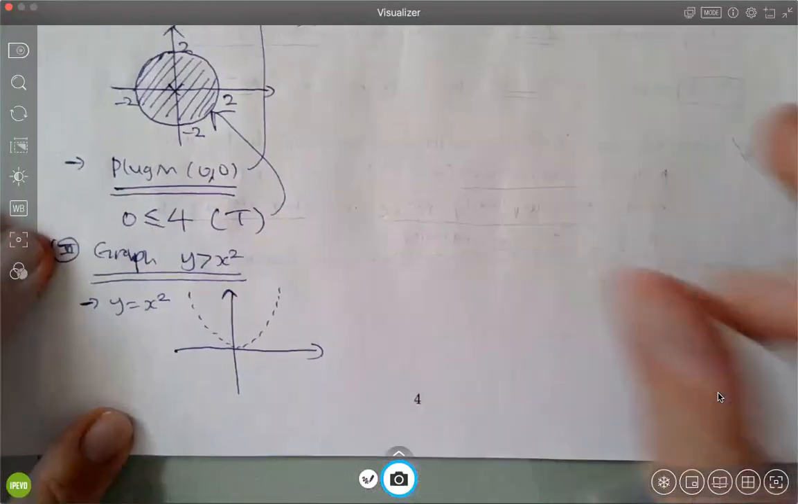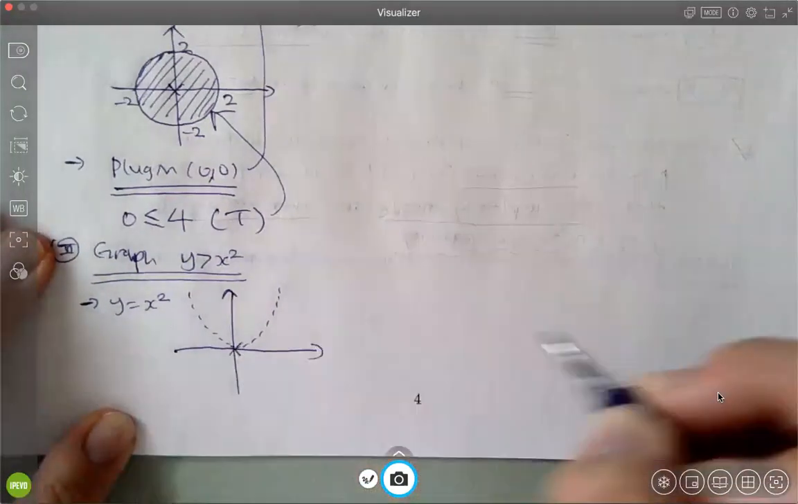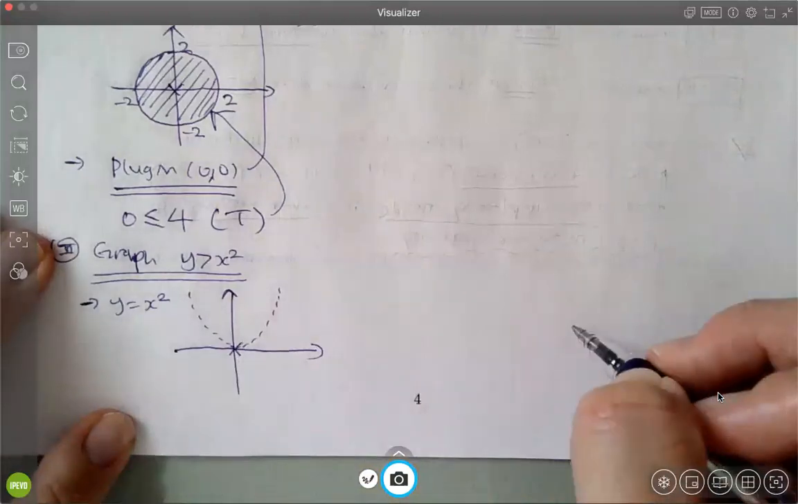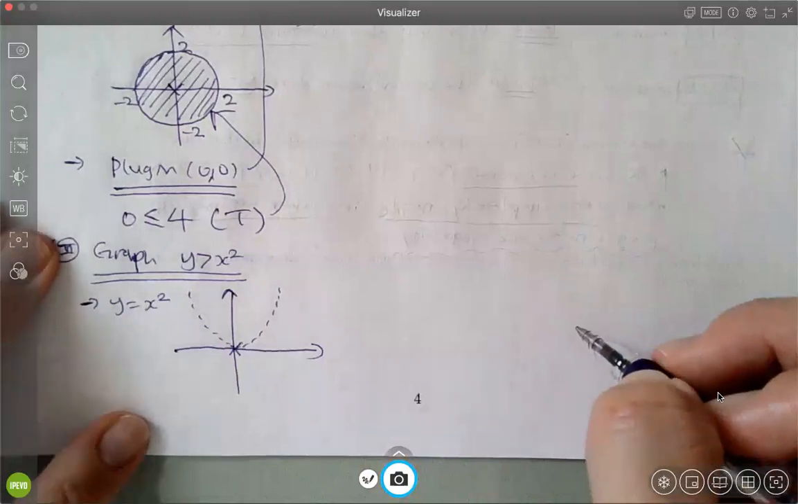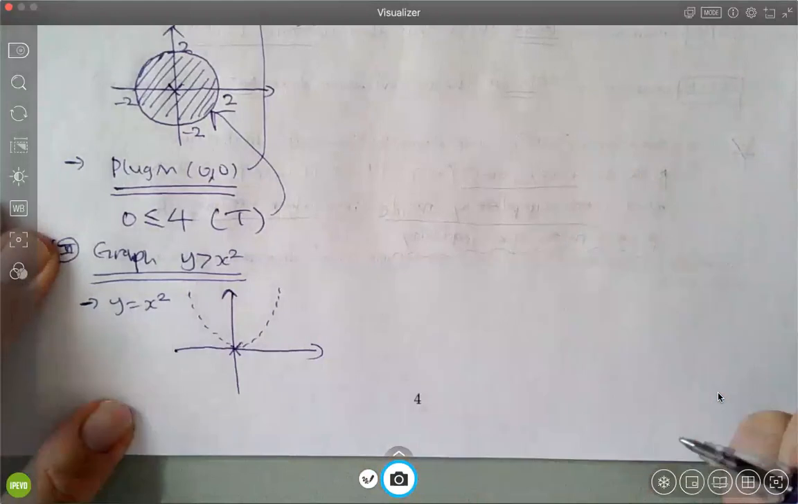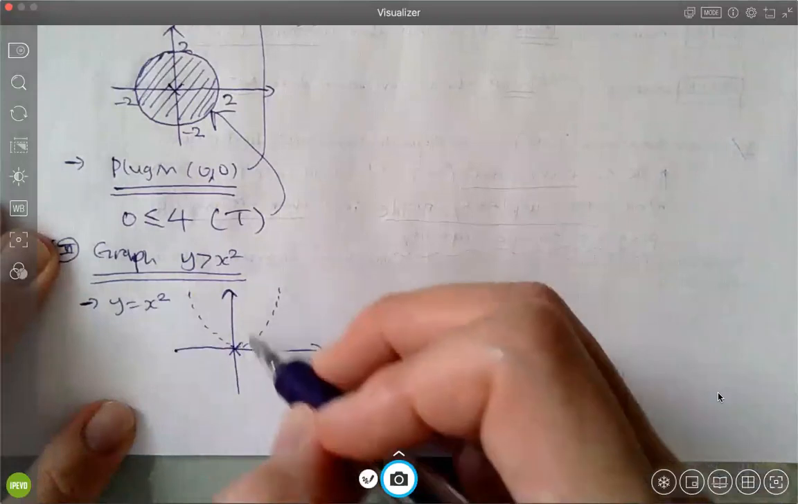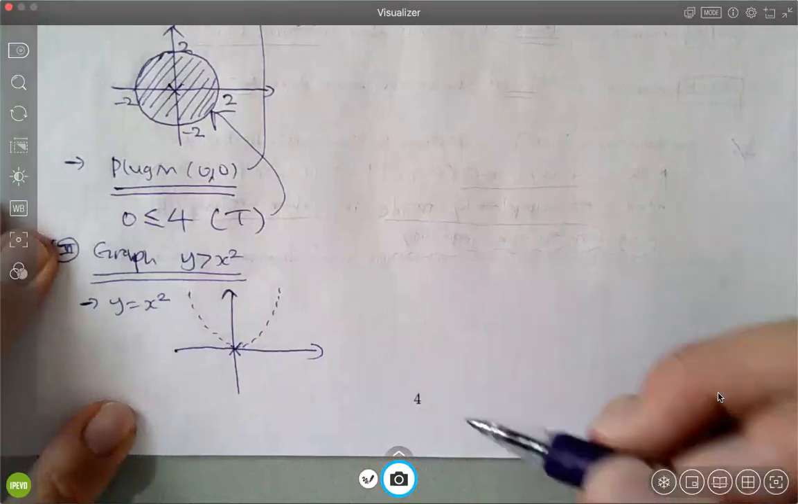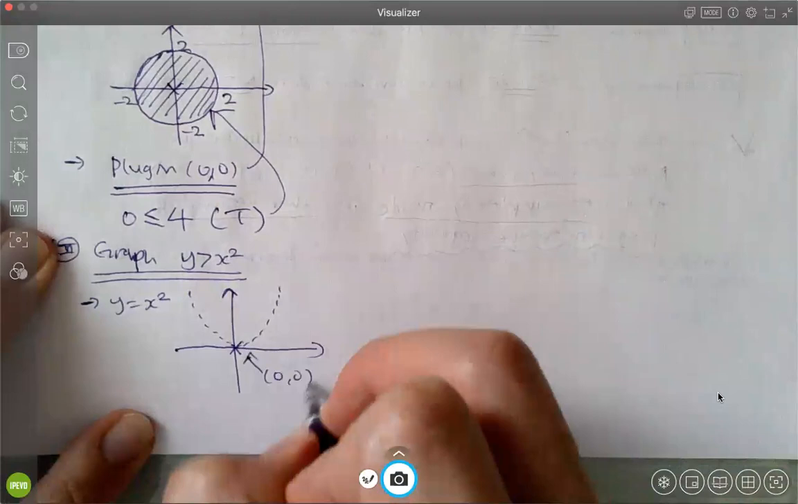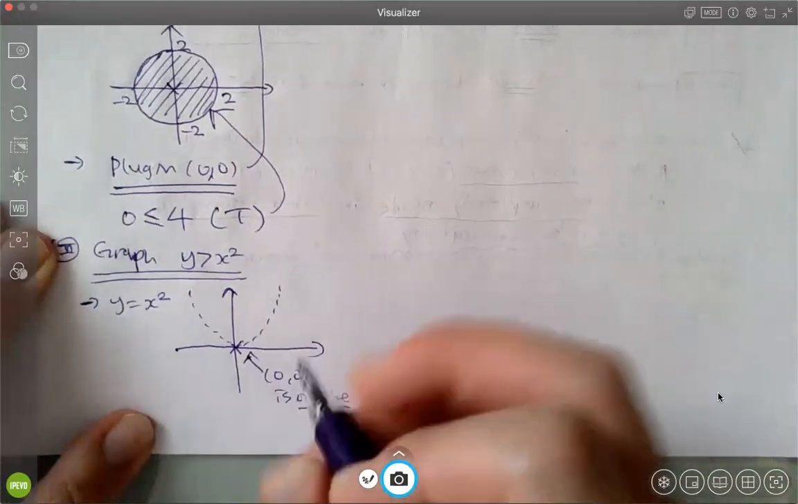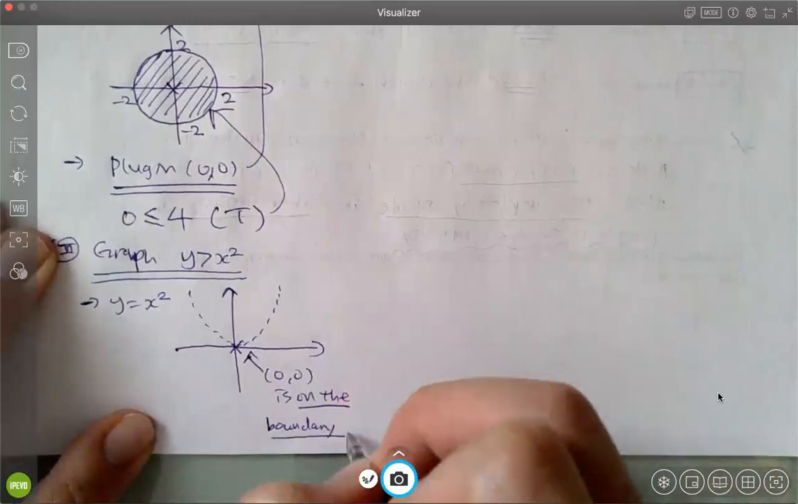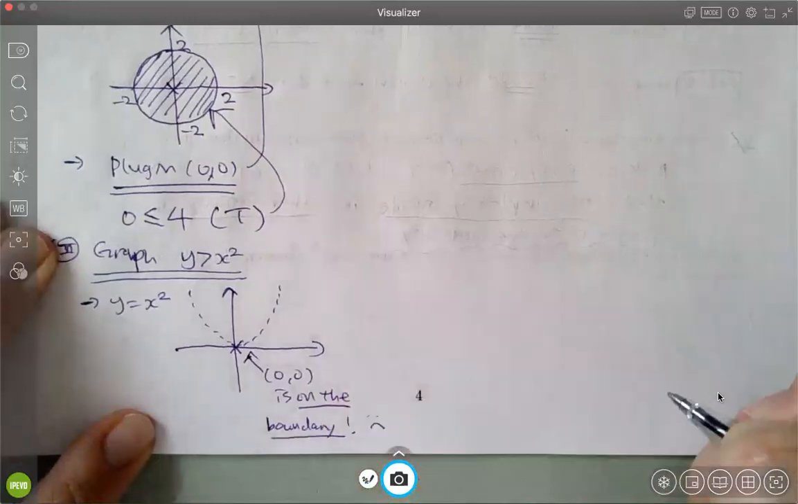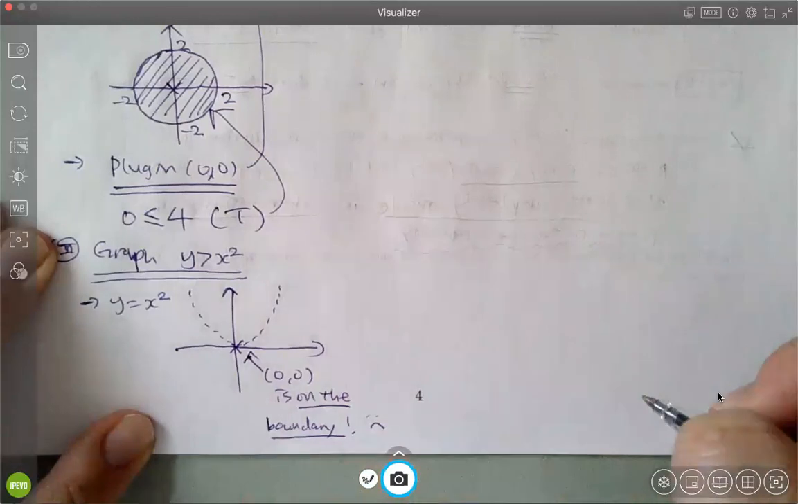Now, where is the origin? Is that on the boundary? Unfortunately, yes, right? So what do we have to choose? One point that is so obvious and lies either within the parabola, above the parabola, or below the parabola, right? So once again, 0, 0 is on the graph, so we cannot use it, okay? So can you come up with a point that does not lie on the boundary?